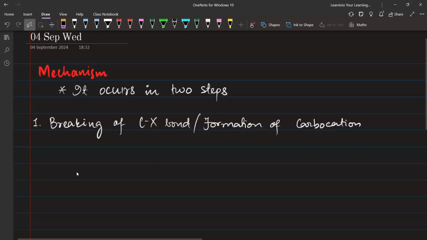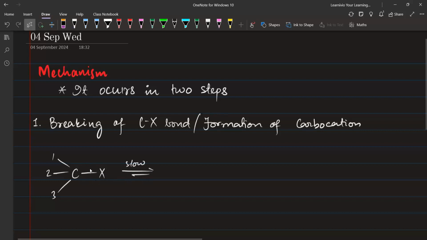So in this reaction, let's suppose we have a carbon atom which is connected to different groups. Let us name them 1, 2, and 3. Okay, so these are some groups. And there is one halogen here. Now the first step is quite slow because it is the bond breaking step, which is going to require energy.